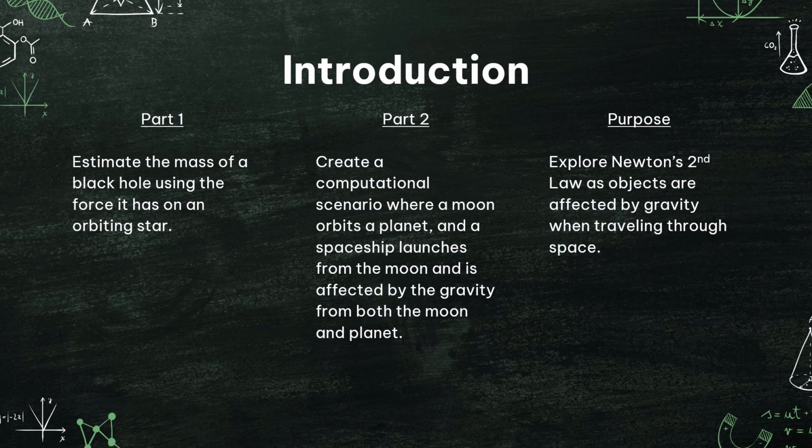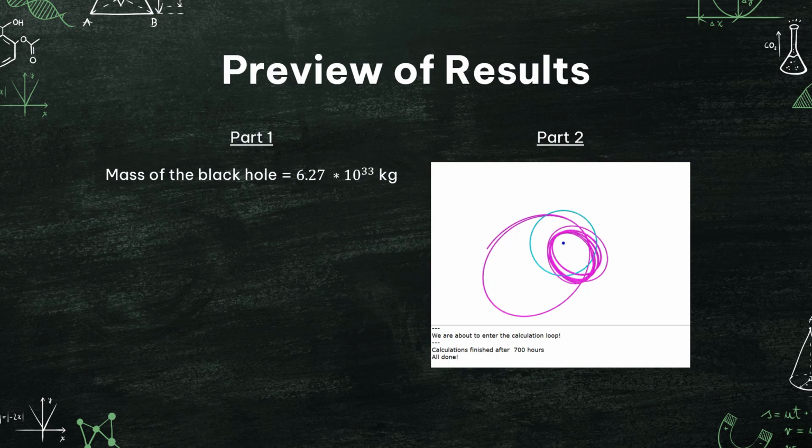The second part was to create a scenario where a moon orbits a planet and a spaceship is affected by the gravity from both of these entities in an orbit. The purpose of this lab is to explore Newton's second law as objects are affected by gravity when traveling through space. Here is a preview of the results from each part of the lab.